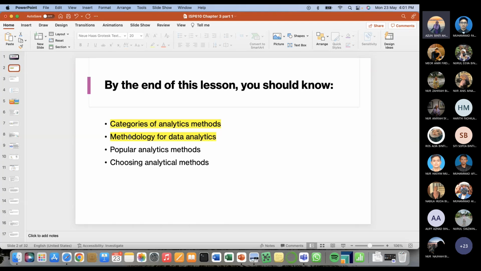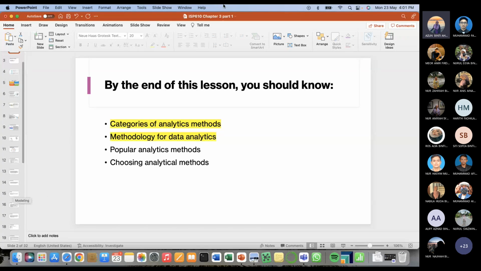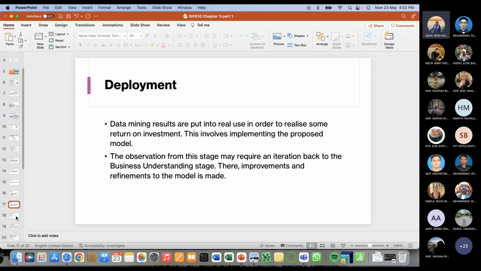And then for today, we are going to continue looking at the popular analytic methods and also how to choose the right analytic methods based on your case study. And we are going to look also at chapter 3 part 2, which is the confusion matrix. Okay, so insyaAllah kita sempat habis benda ni. Okay, so last 2 weeks kita habis dekat sini.